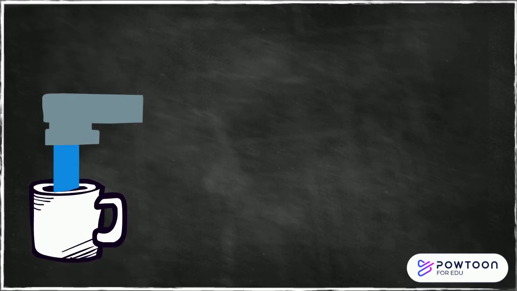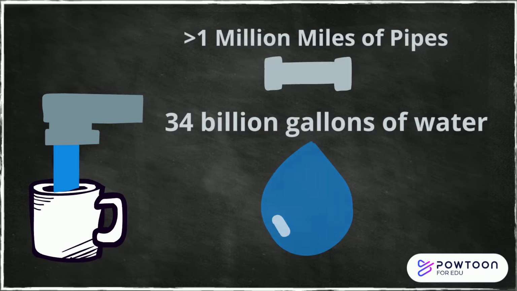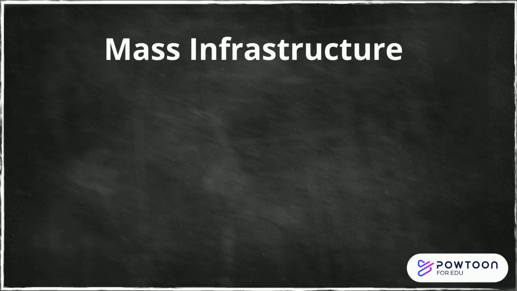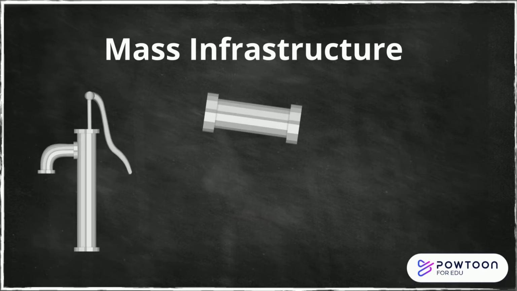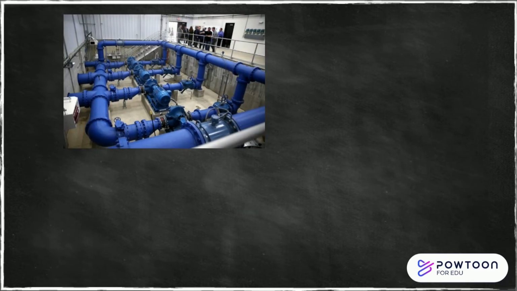So you turn on the faucet in your kitchen and water comes out. The United States has over 1 million miles of pipes that deliver 34 billion gallons of water a day. Water is delivered through a vast array of infrastructure, including pipes, pumps, valving, and these are meters. These are more piping and valving.